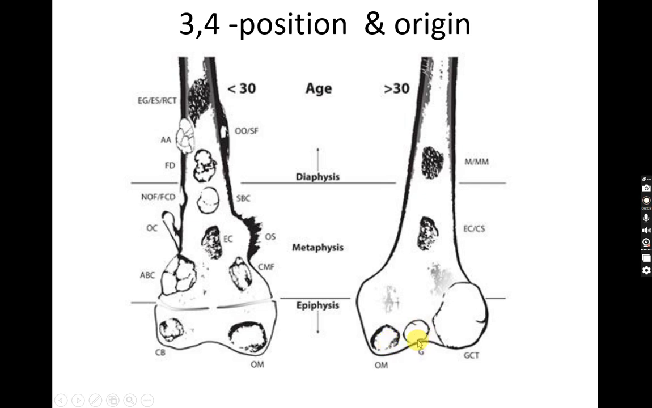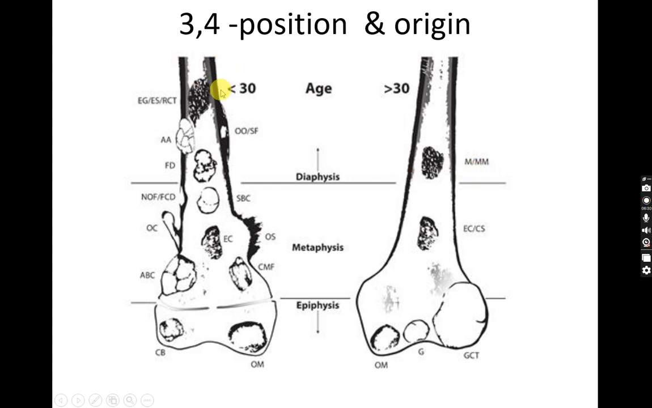Then the geode: again not a tumor, it is a large cystic subchondral cyst in osteoarthritis, degenerative changes. Then coming to the metaphyseal and central, we have enchondroma, and the malignant counterpart of it is chondrosarcoma. And more towards the diaphyseal and central will be metastasis and multiple myeloma.